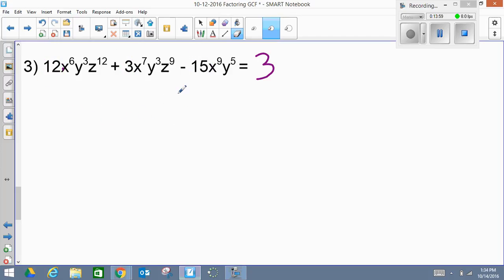Okay, I'm just going to show you a shortcut right there. Now next, x. By the way, I'm going to do this on the bottom. So my 3 is the common factor. Okay, so now the x.